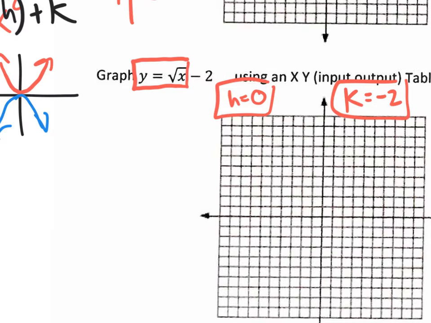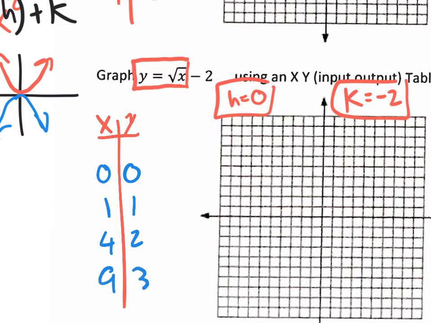What is this? It's our parent graph. It's the very first graph that we did. And it's pretty easy to get some coordinates to the parent graph. What would be nice to have inside a square root? Well, the square root of 0 is 0. The square root of 1 is 1. The square root of 4 is 2. And the square root of 9 is 3. It's the same coordinates as our parent graph.